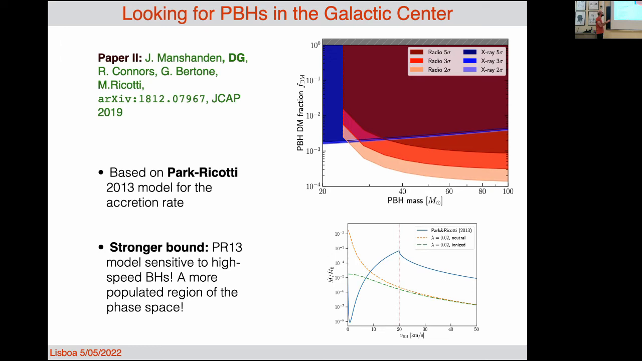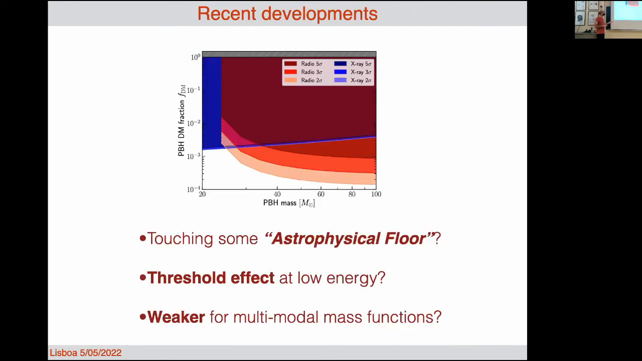But this upper limit is actually quite strong, and I think this is really a new way to indirectly search for primordial black holes, which has some similarities with, for example, direct searches for WIMPs. So here you may touch some astrophysical floor, because at some point you go down, you're so sensitive that you end up dealing with the unavoidable background of astrophysical black holes that are there. So you end up being so sensitive that you can touch some astrophysical floor.